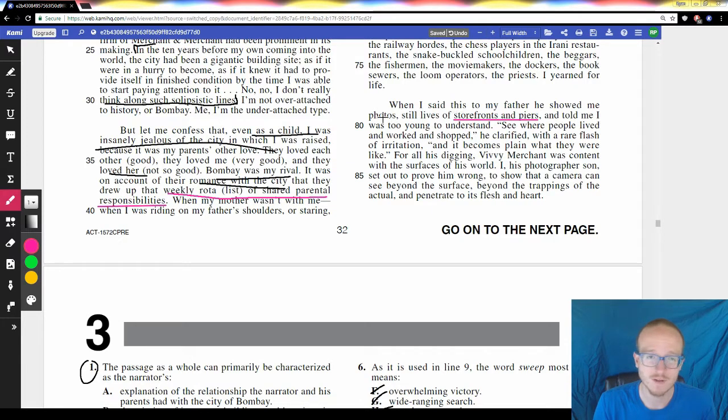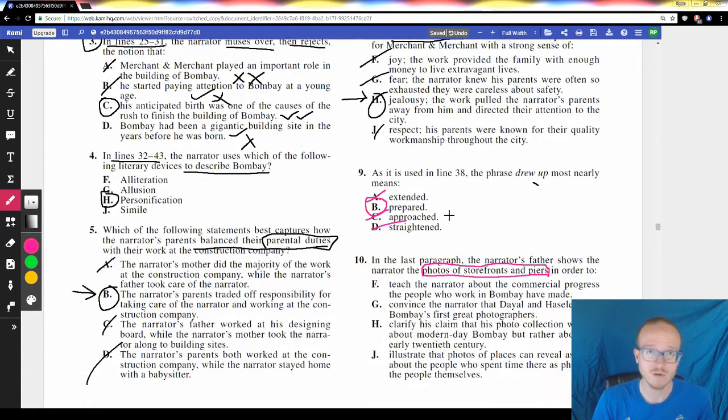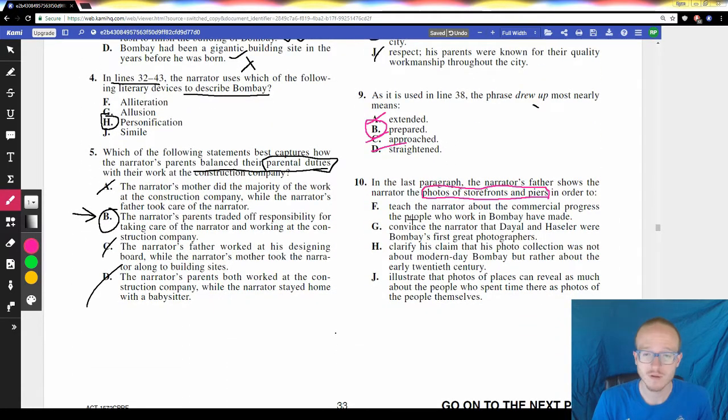When I said this to my father, he showed me photos, still has the storefronts and piers, told me I was still young to understand. See where people lived and worked and shopped, he clarified with a rare flash of irritation, and it becomes plain what they were like. For all his digging, Vivi Merchant was content with the surfaces of his world. I, as photographer, son, yada, yada, yada. We almost don't care at this point, because now this is going to the son's thoughts, not about what his dad was doing. So the dad here seems to be thinking that, okay, if I can see the outside world, then you can describe the people.